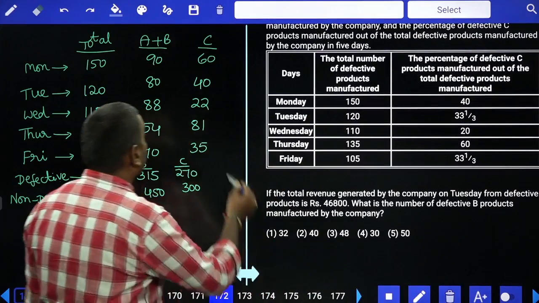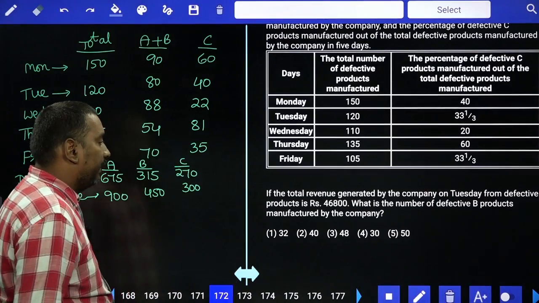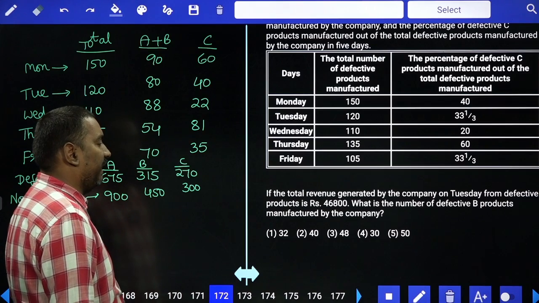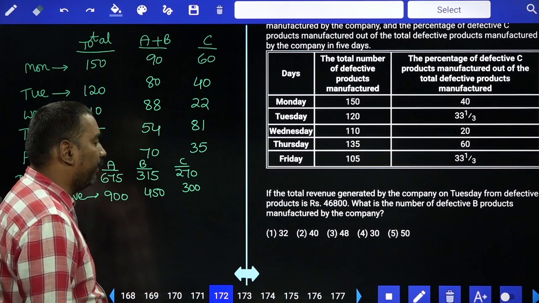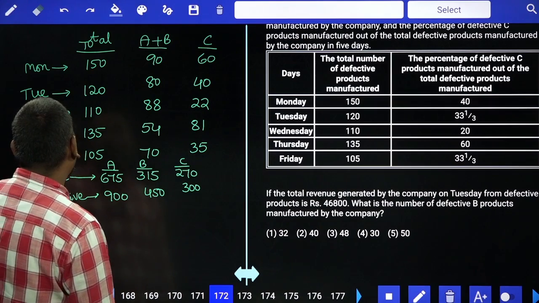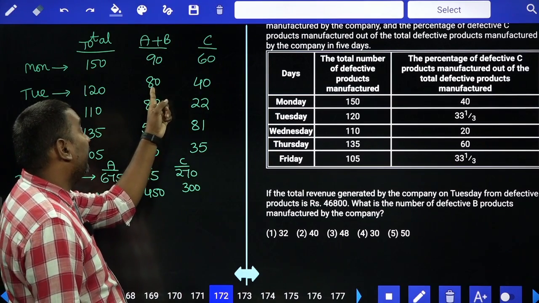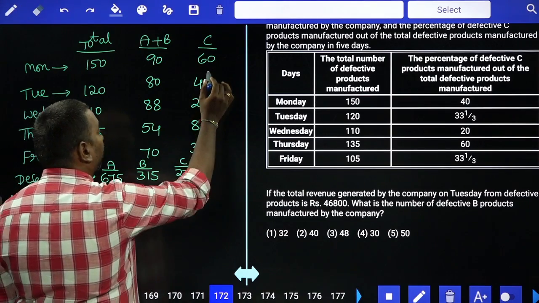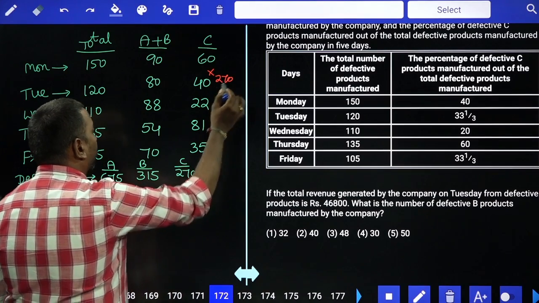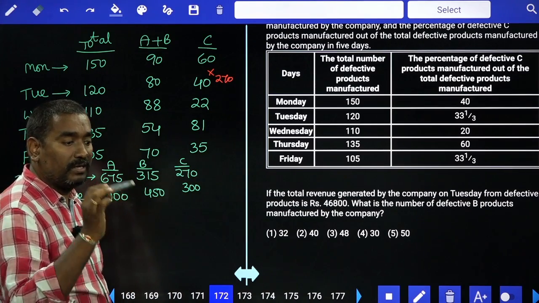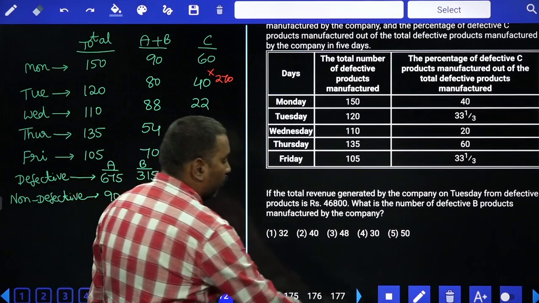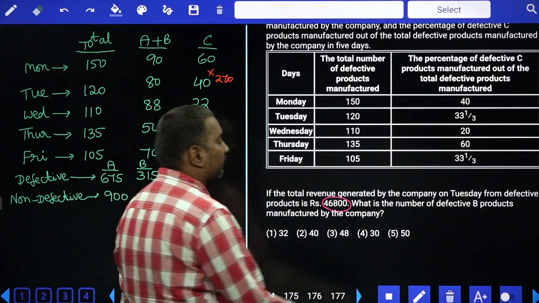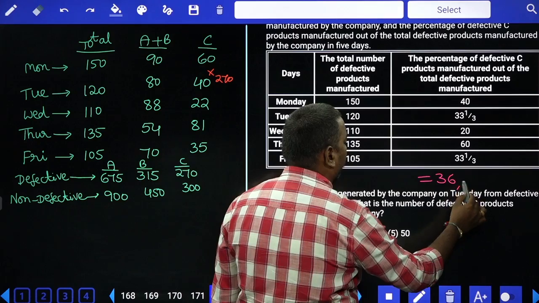Look at the question. One question I will explain. If the total revenue generated by the company on Tuesday from defective products is 46,800, what is the number of defective B products manufactured by the company? On Tuesday these are the products, 80 and 40. Out of this, C products on Tuesday: 40 into 270 means 10,800 is the revenue from product C. Out of this 46,800, 10,800 is from C, so the remaining 36,000 is the total revenue generated from A and B.